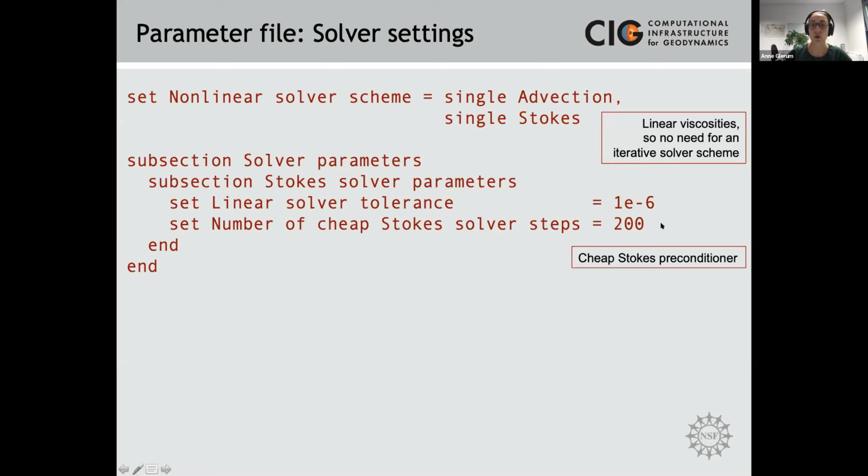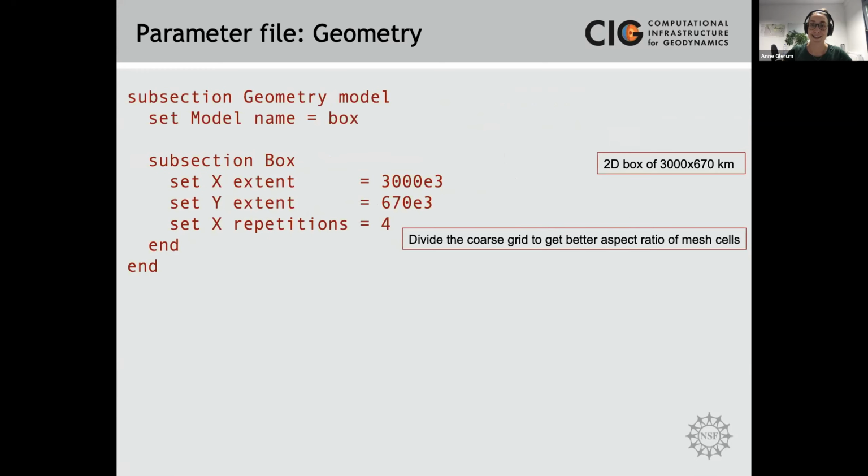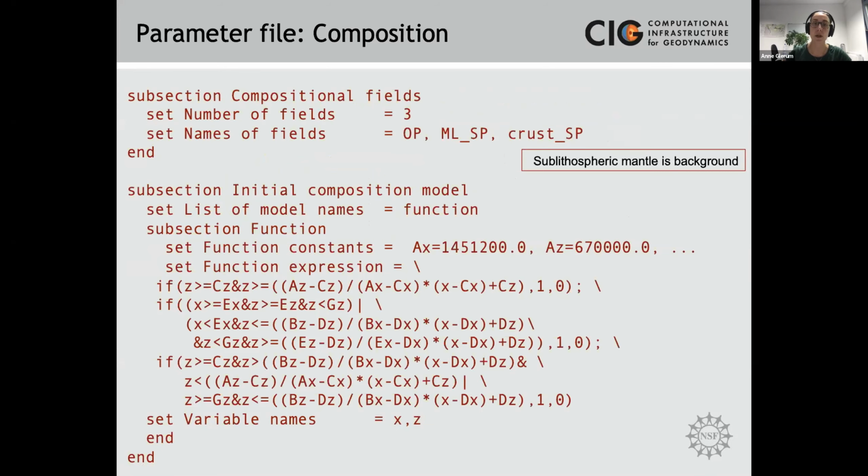And then the Stokes solves are controlled by the linear solver tolerance and the number of cheap Stokes solver steps. The geometry model is a box, this time 3,000 times 670 kilometers. And then we do 4 X repetitions to make sort of square elements again. For the compositional fields, we consider 3, like I said. So there's the overriding plate, the mantle lithosphere, and the crust of the subducting plate. And then the sublithospheric mantle is the background.